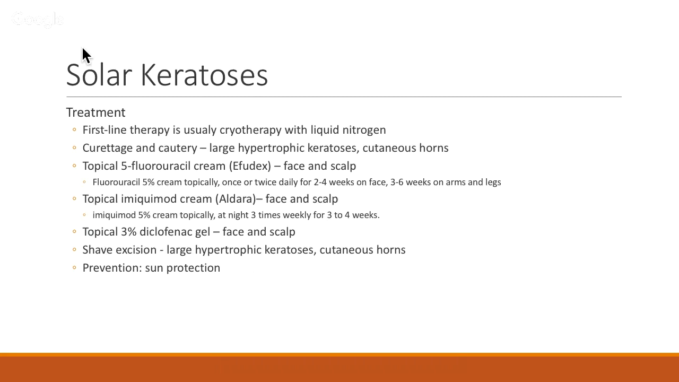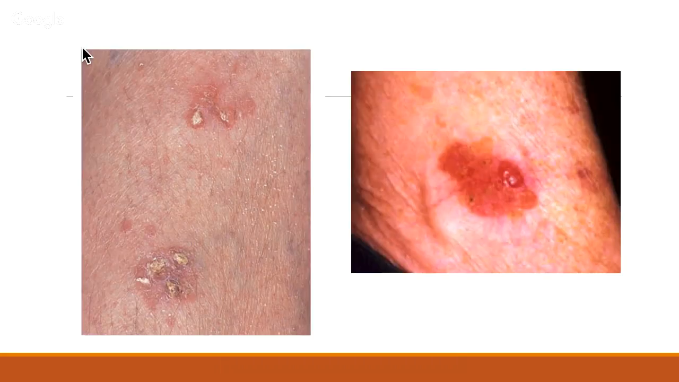Treatment. So the first line therapy is usually cryotherapy. You can also use other forms of physical treatment like curettage and cautery, and shave excision as well. But there are also some medical treatments, so topical 5-fluorouracil cream, which is a cytotoxic agent, topical imiquimod cream, topical 3% diclofenac gel, and make sure you advise them about sun protection. So this lesion, it's in the epidermis, but it hasn't invaded anywhere else.